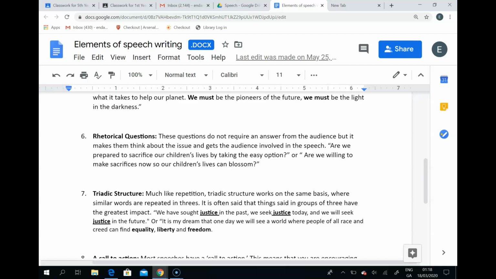So if you have done your speech for the CBA, go back over it. Can you identify the elements within it? If you're analysing speeches, make sure you're using the key elements. If you're asked how is it a good speech, it uses anecdotes, it uses rhetorical questions, it uses triadic structure. Those keywords will get you marks.